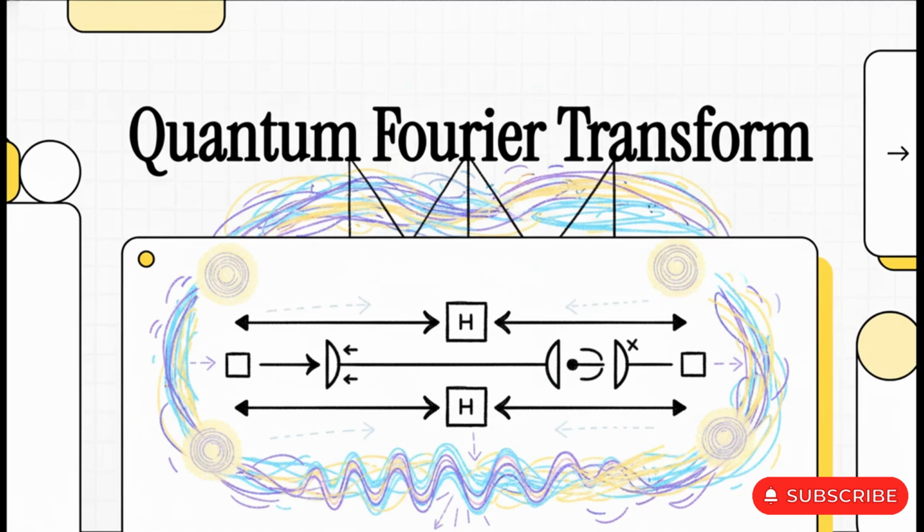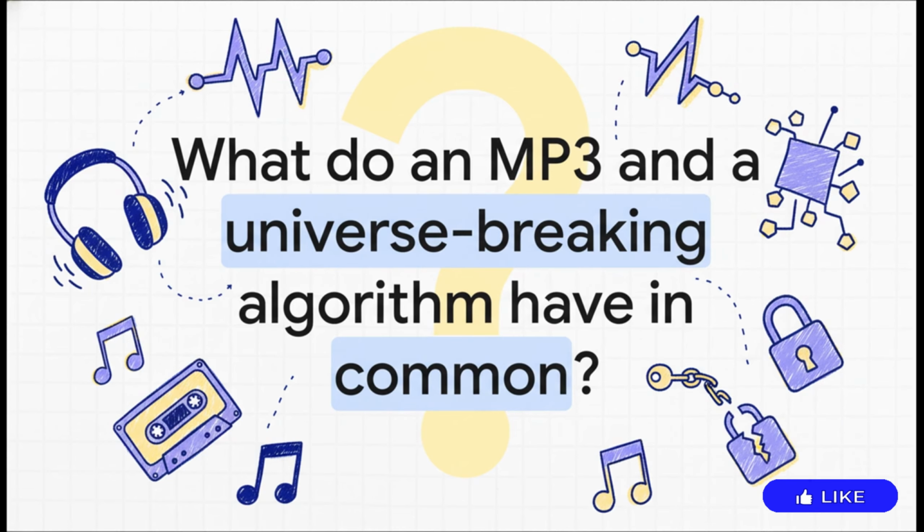So today we're going to tackle an algorithm that sits right at the very heart of why quantum computers are so powerful. It's called the Quantum Fourier Transform, or QFT. And honestly, if you can wrap your head around this one idea, you've unlocked the secret to why quantum computing could literally change everything. So let's start with a question.